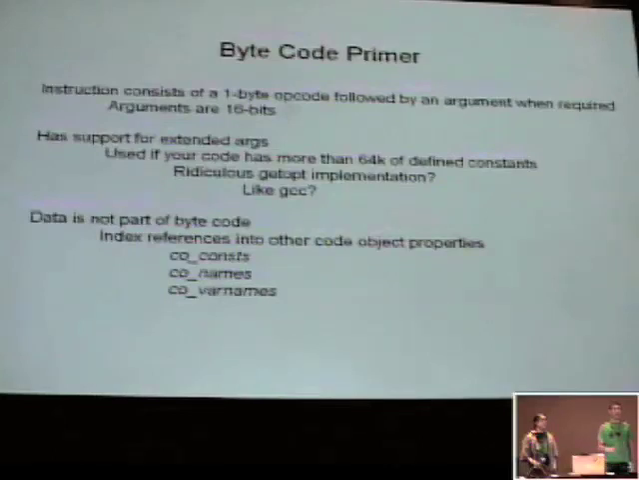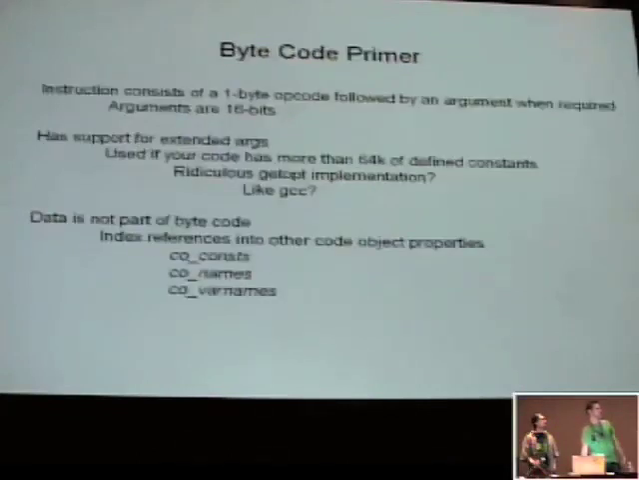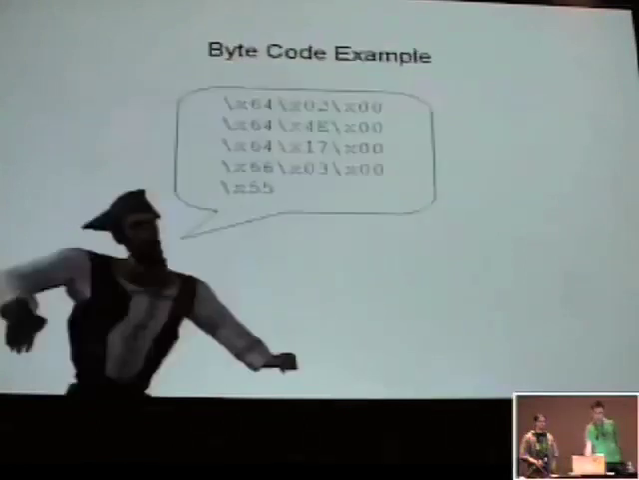There's actually no data in the bytecode string itself. There's just index references. If you remember, I showed all of the other properties of a code object, like co_consts, co_varnames, co_names. That's where the data is actually stored. So the bytecode has an index reference into that tuple list. Here's a quick example.